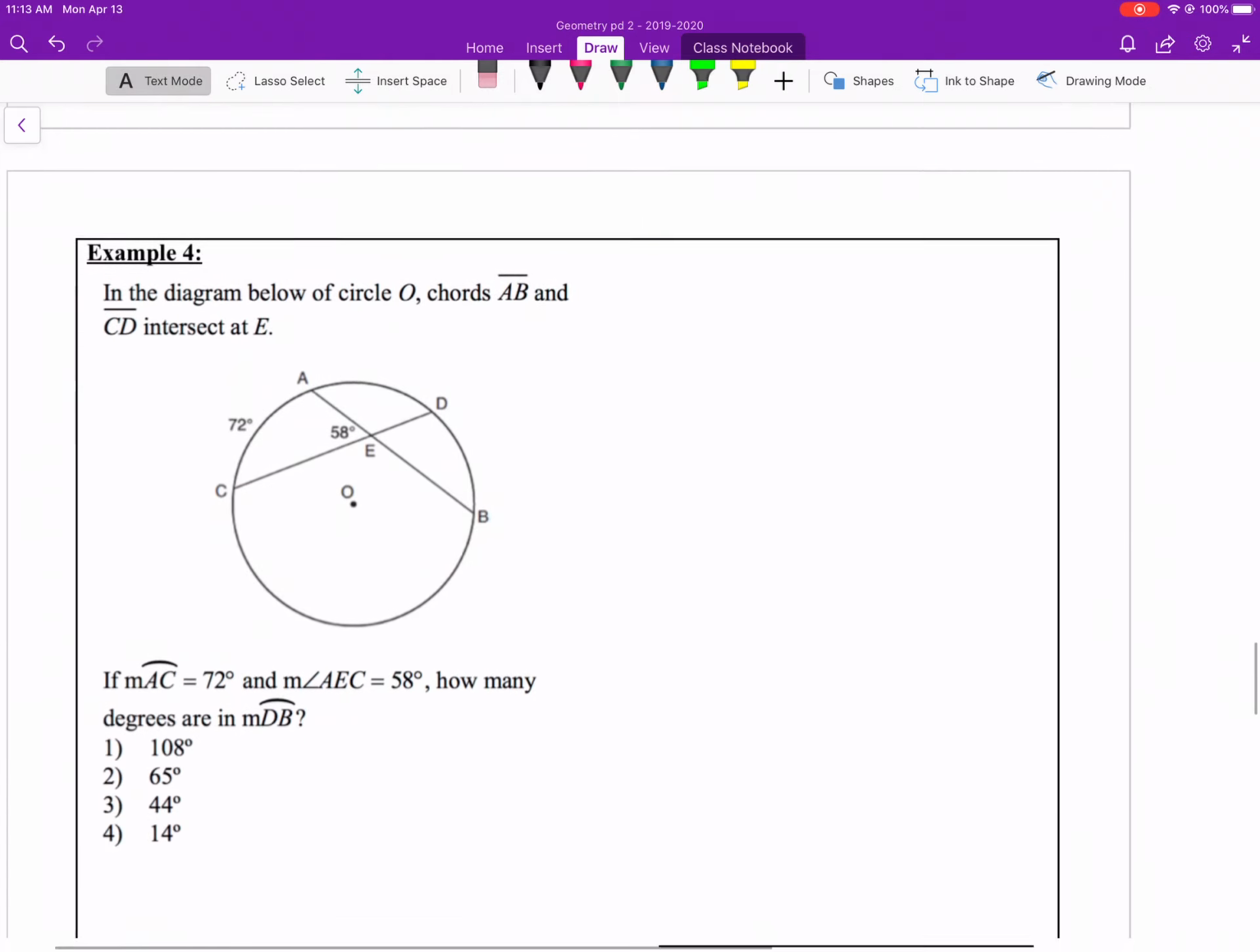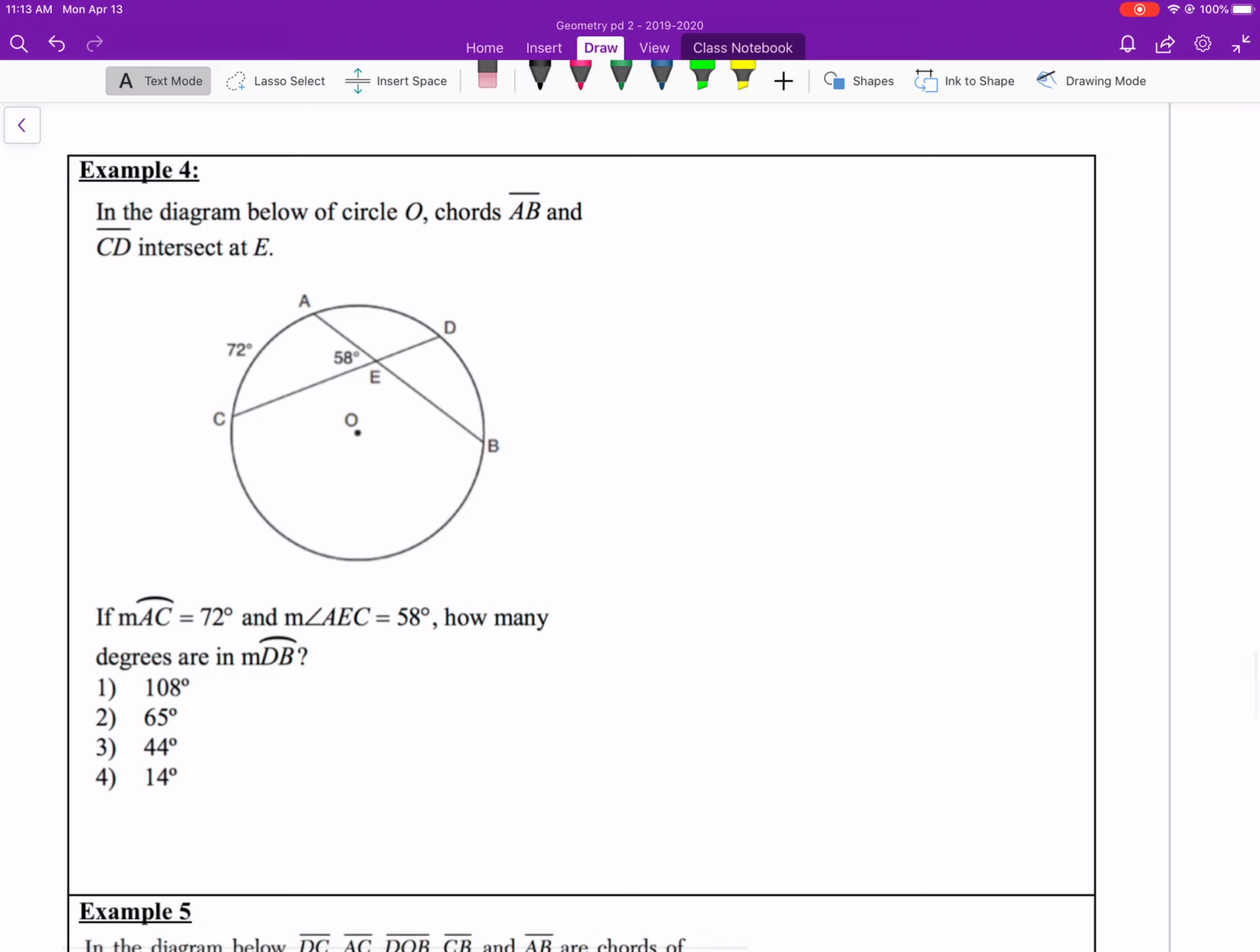Alright, we're going to do one more together. Example 4: in the diagram below of circle O, chords AB and CD intersect at E. If the measure of arc AC is 72 degrees, they mark that for us, and the measure of angle AEC, so in the interior there, is 58, how many degrees are in the measure of arc DB?